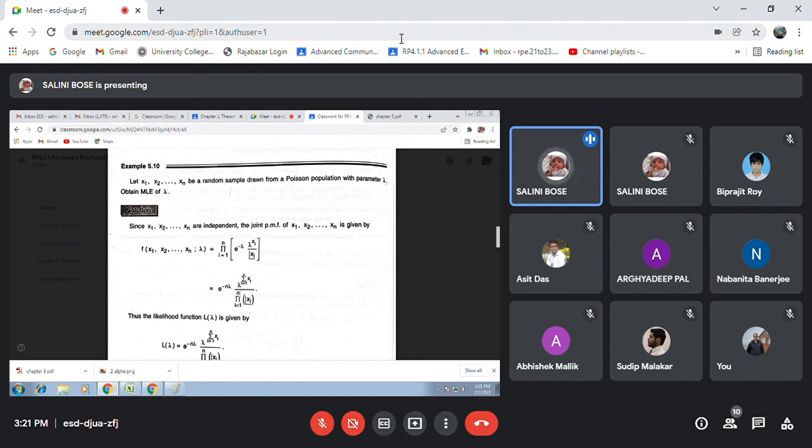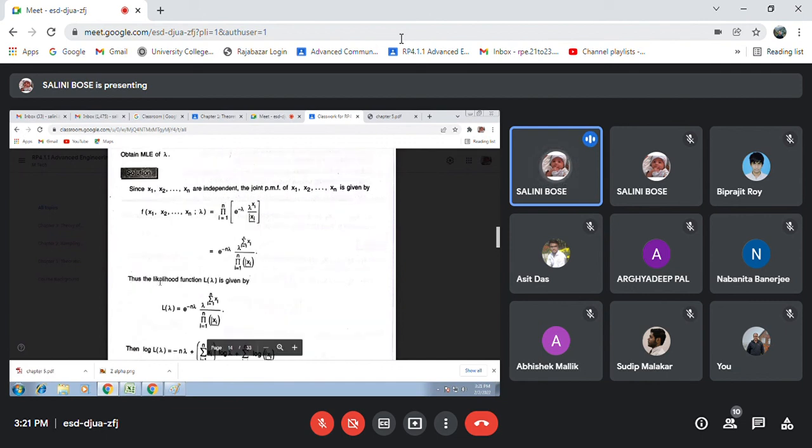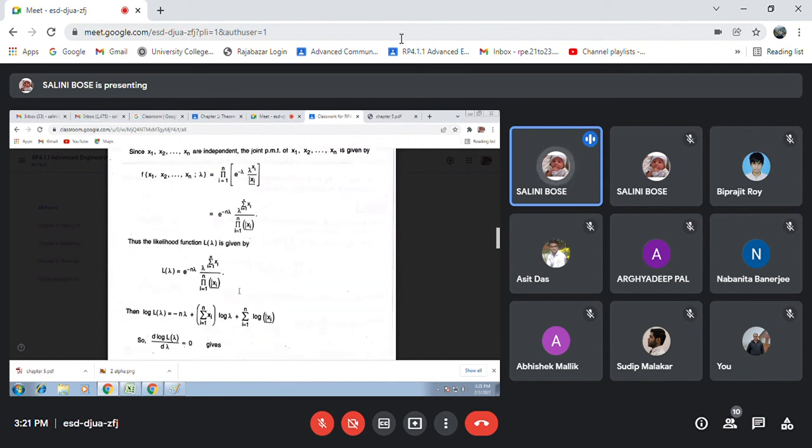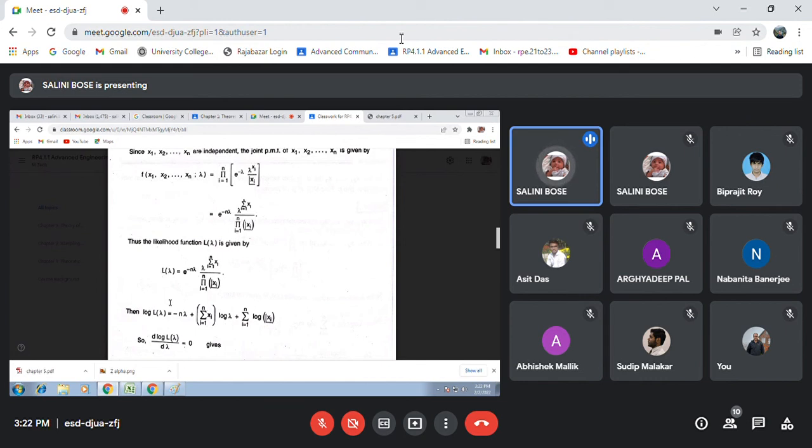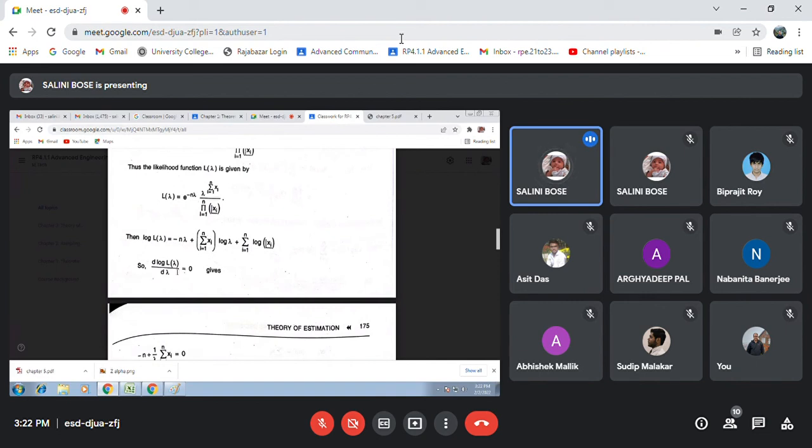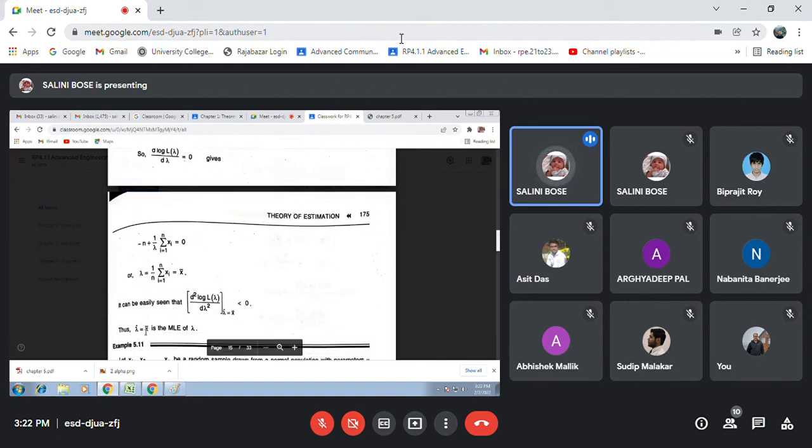Whenever multiplication comes, you will write pi. So the likelihood function L(lambda) is given by this. Again, you take the log of L(lambda). Then you will find after equating to 0 that we get the value x bar, and lambda is equal to x bar, and you will say that lambda cap equal to x bar is the MLE of lambda.